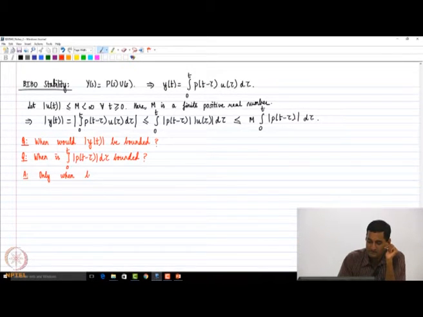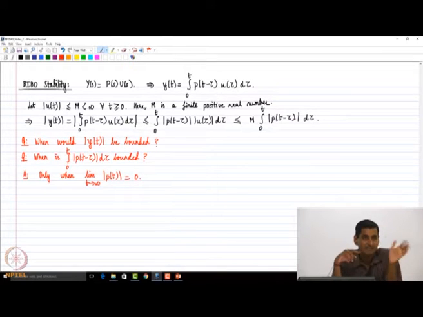Only when the limit as t tends to infinity of the magnitude of P of t is equal to 0. Otherwise, if this limit doesn't go to 0, remember that integration is like a sum. If P of t doesn't go to 0, what happens if you keep on integrating? The number is only going to increase.